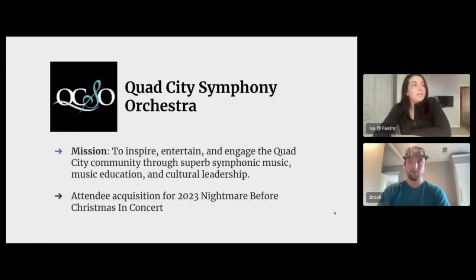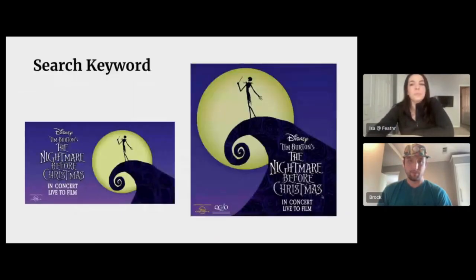And then this is my last example, and then I'll pass it over to Brock. So this is Quad City Symphony Orchestra. Their mission is to inspire, entertain, and engage the Quad City community through superb symphonic music, music education, and cultural leadership. And the event that we're going to be looking at is their 2023 Nightmare Before Christmas in concert event, trying to acquire attendees for this concert.